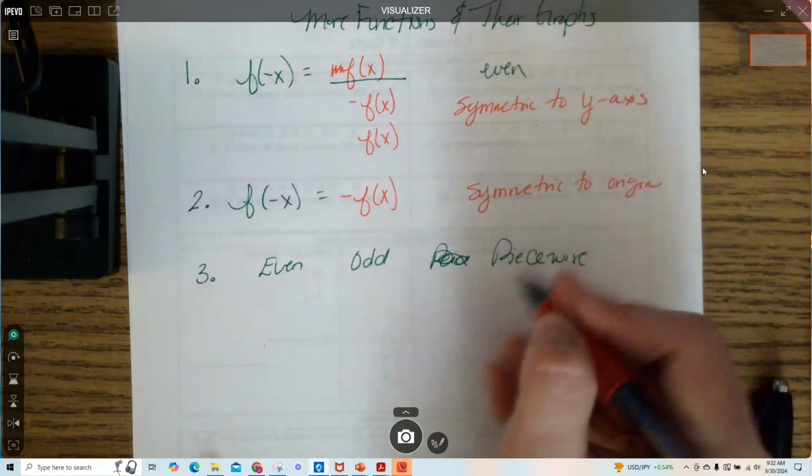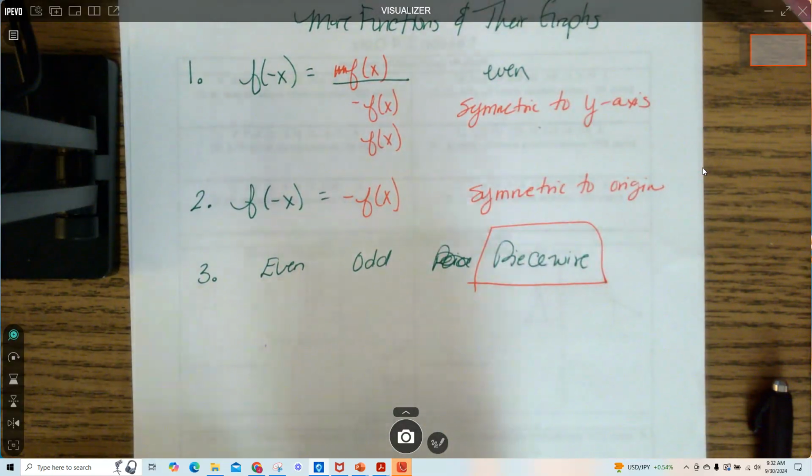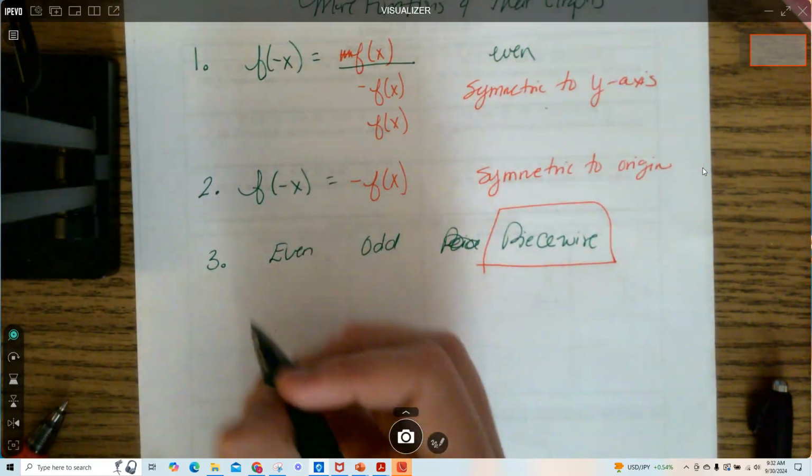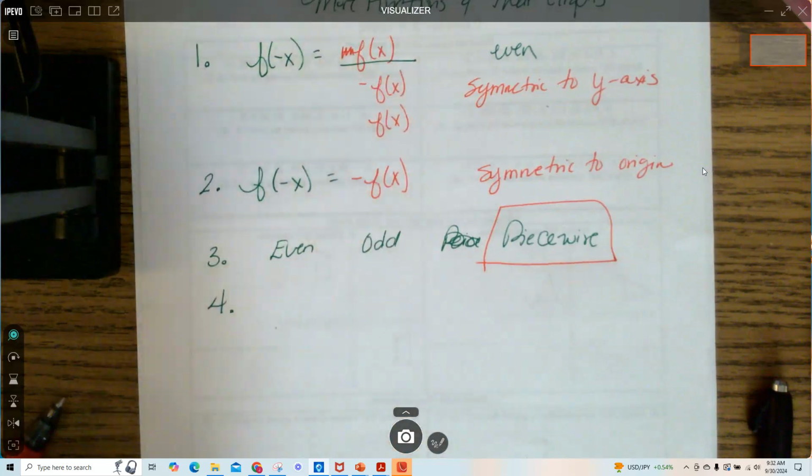So this one was piecewise? Yes, it was. All right, number 4.